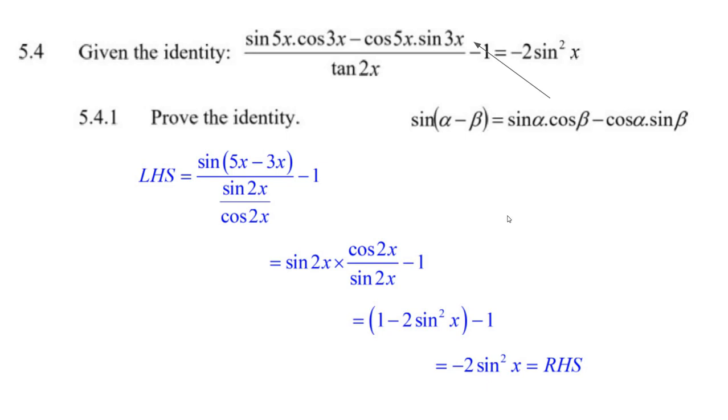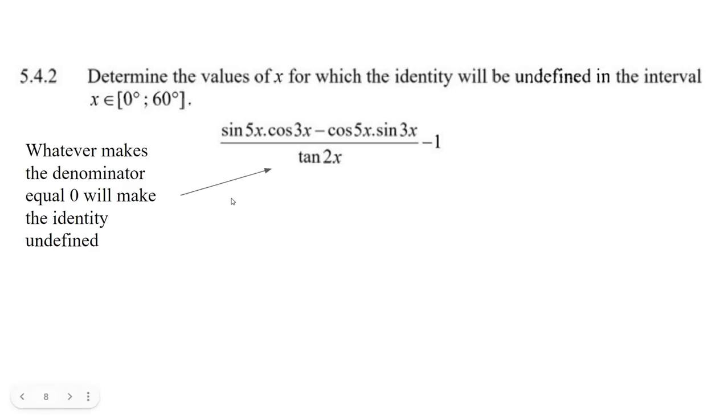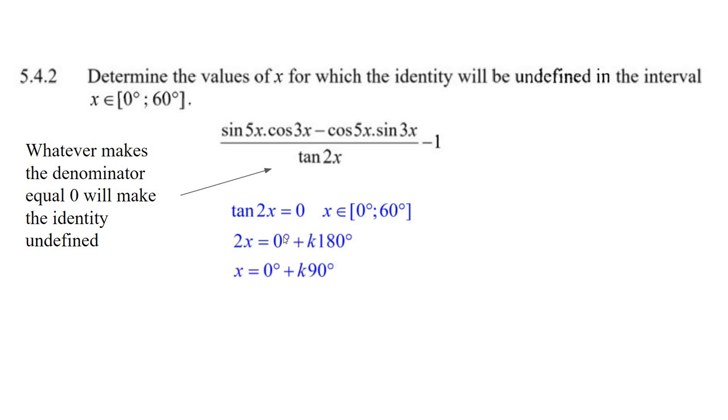Now they ask some questions about it. They say, determine the values of x for which the identity will be undefined between 0 and 60 degrees. Well, first off, it's going to be undefined whenever the denominator is equal to 0. So here's one of the places that it's going to be: when the tan of 2x equals 0. And when does that happen? You can go shift tan of 0. It happens at 0 degrees. So 0 degrees is one of your answers.